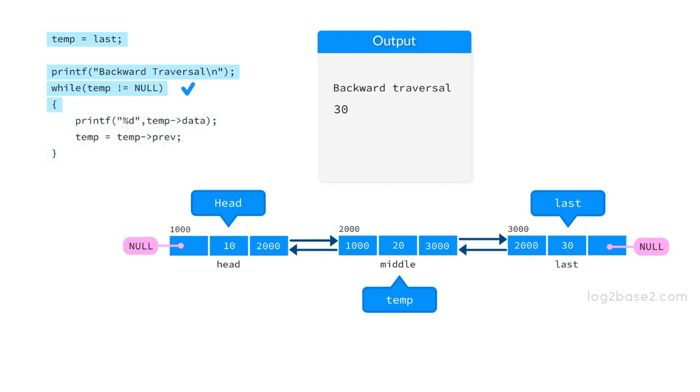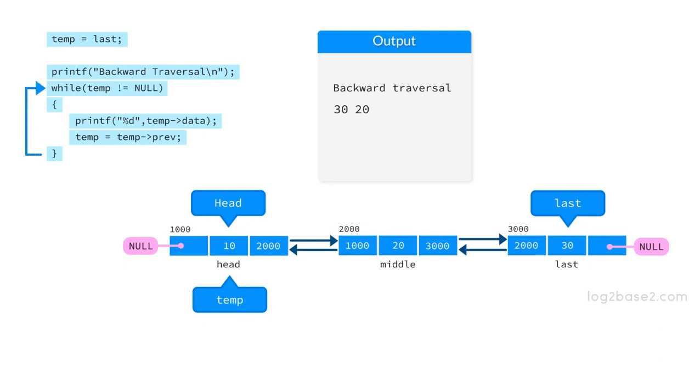So print the data at address 2000, which is 20. Now move temp to previous node. So now temp equal to 1000. Now check the condition, it still holds. So print the data at address 1000, which is 10. Now move temp to previous node.